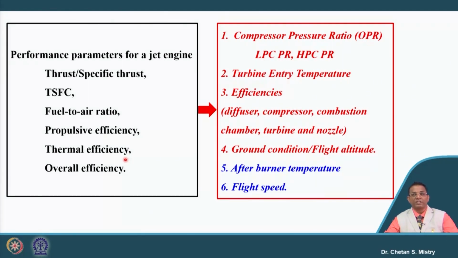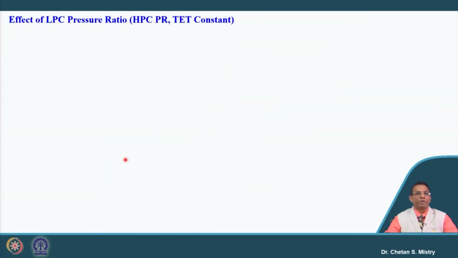We are also discussing the flight condition, so we will consider the flight altitude, the effect of afterburner temperature and flying speed. So, let us take them one by one. The very first parameter: we will keep the HP compressor pressure ratio and turbine entry temperature constant, and we will vary the LP compressor pressure ratio. In other words, we are changing our overall pressure ratio, because the HP compressor pressure ratio is constant.